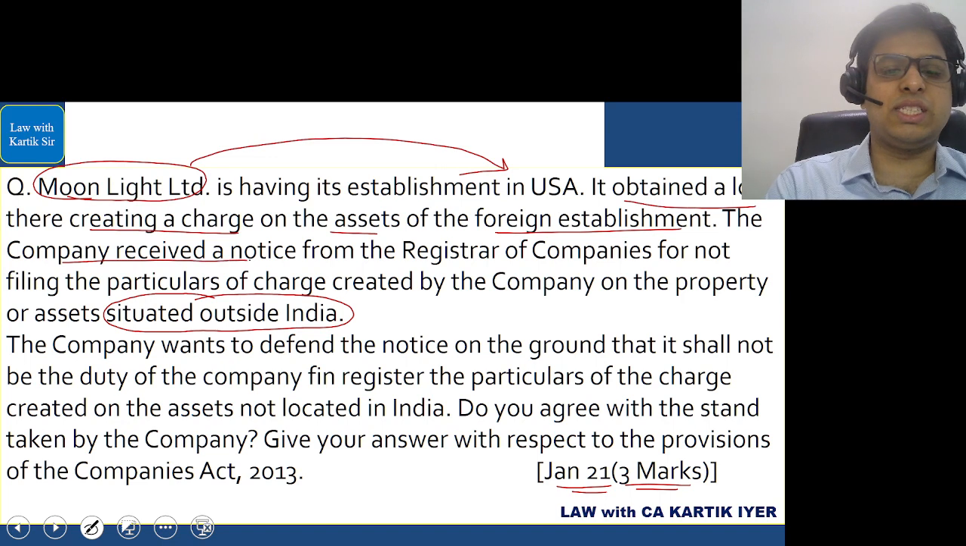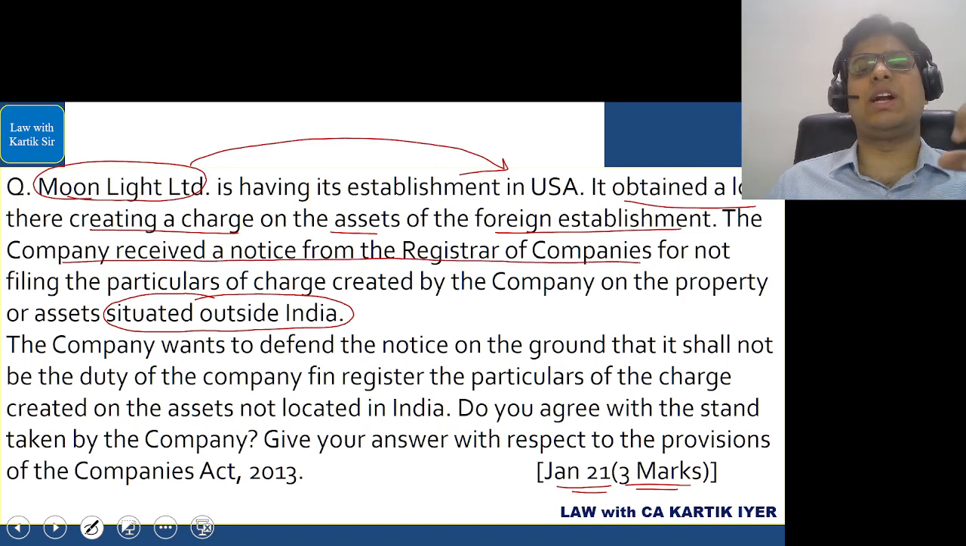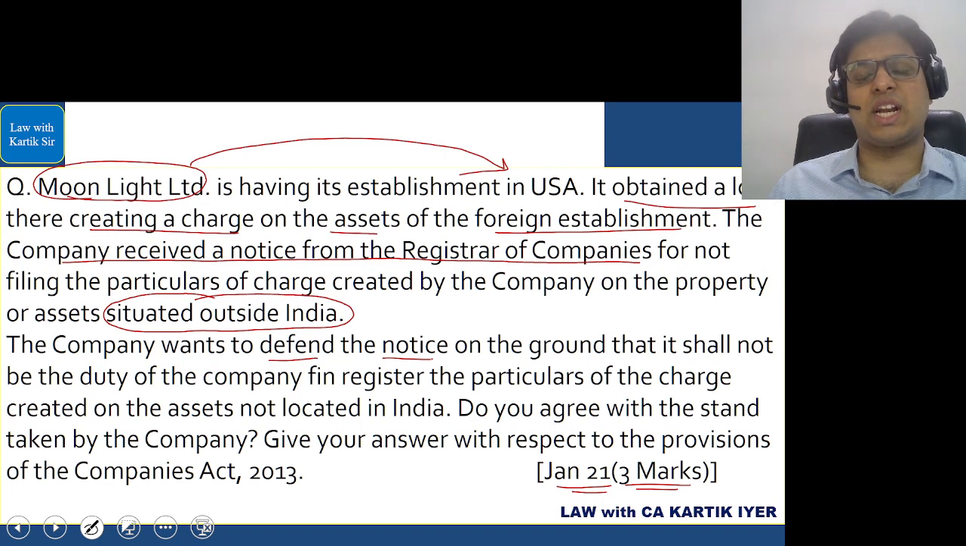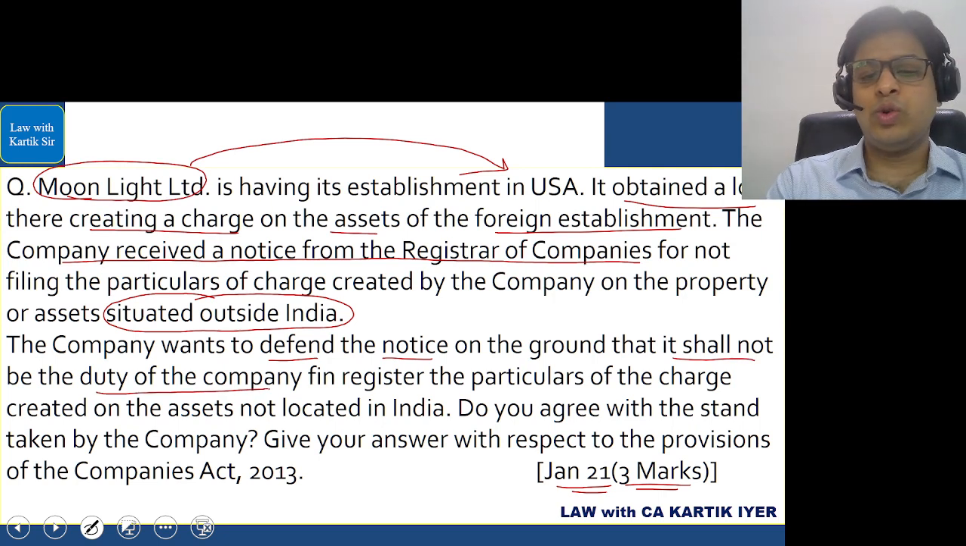The company received a notice from registrar of companies. So Moonlight Limited is having an office in the USA, establishment in the USA, and they have given an asset as security, which is there in the USA only. The company wants to defend the notice. Company is saying, how can you ask us to get the charge registered? The asset is situated outside India. So company wants to defend the notice on the ground that it shall not be the duty of the company.